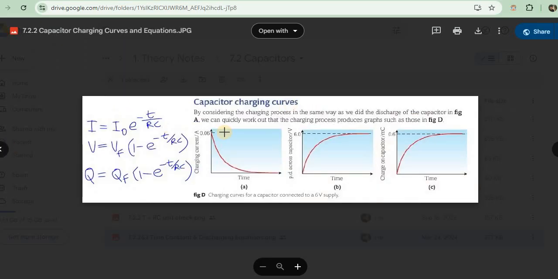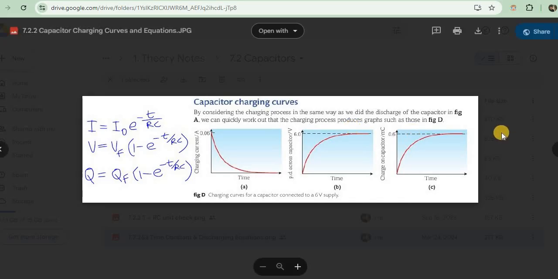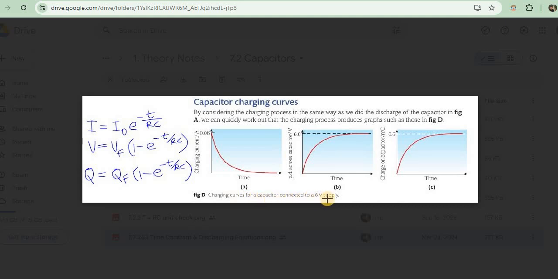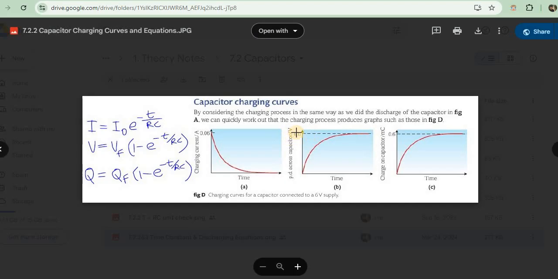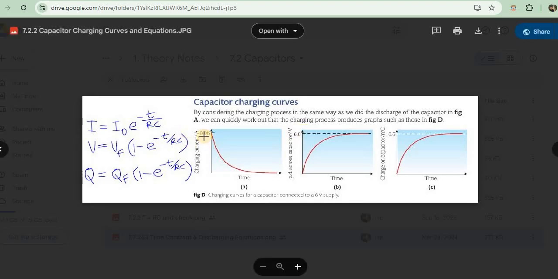Let's see. By considering the charging process in the same way as we did in the discharge of a capacitor in figure A, we can quickly work out that the charging process produces graphs such as those in figure D: charging curves for a capacitor connected to a 6 volt supply. So remember that the maximum voltage will be the voltage, or the EMF or the terminal potential difference, of the battery or cell that is connected to charge the capacitor.